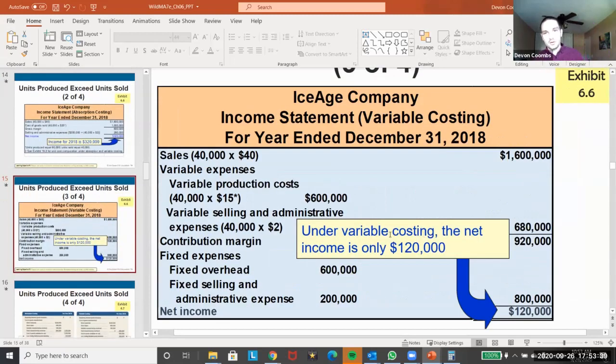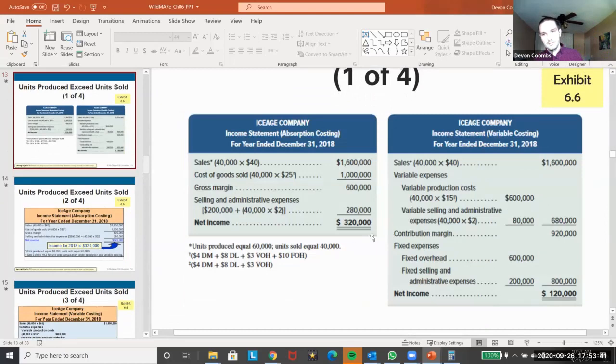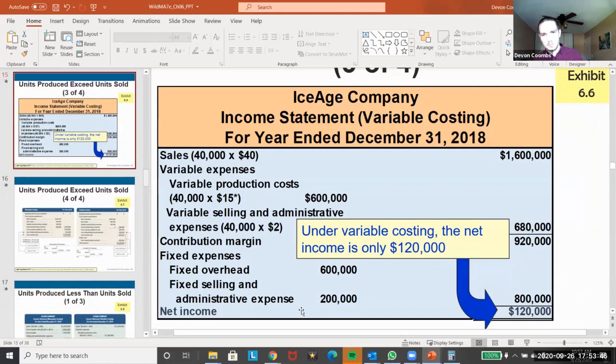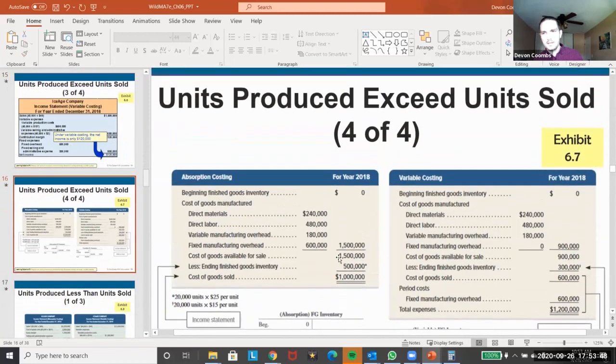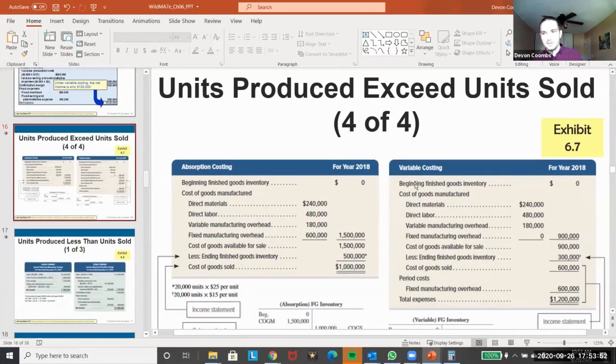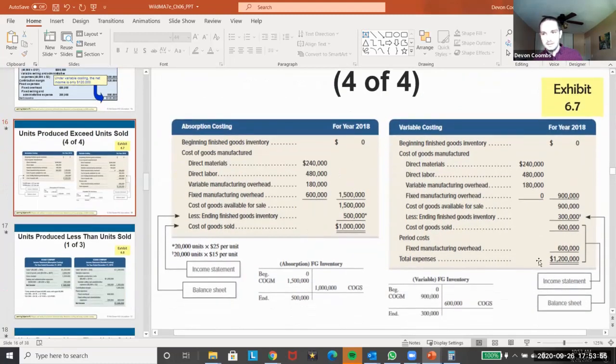The net income is only 120,000 under variable costing. So this is just explaining the slide above. I don't want to spend too much detail. We went through all these calculations. Units produced in excess of units sold. We can see this is going to be our cost of goods manufactured. So less finished goods inventory, right? We have finished goods now in both cases. So our finished goods will be lower under absorption costing and higher under variable costing.